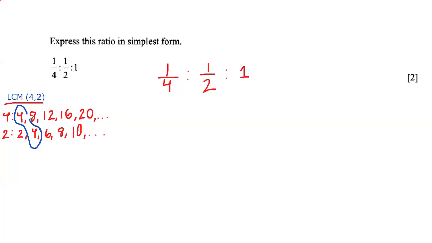So like Latavia said, the first step is find the LCM, right? So that means that the LCM of 4 and 2 is what? 4. Good. It's going to be 4.